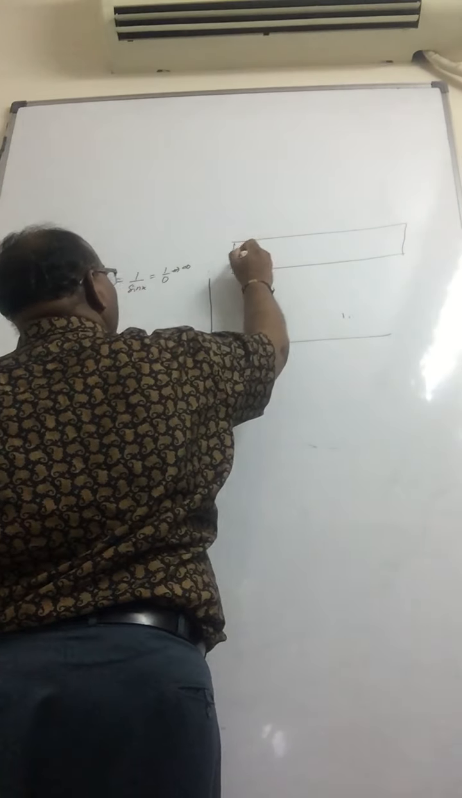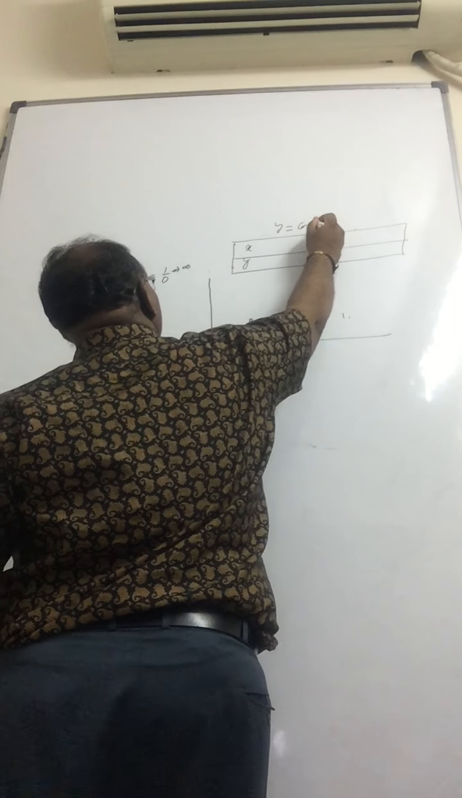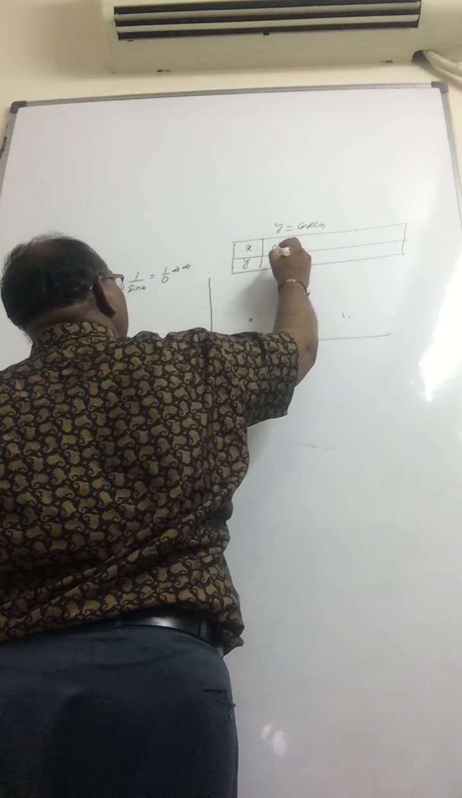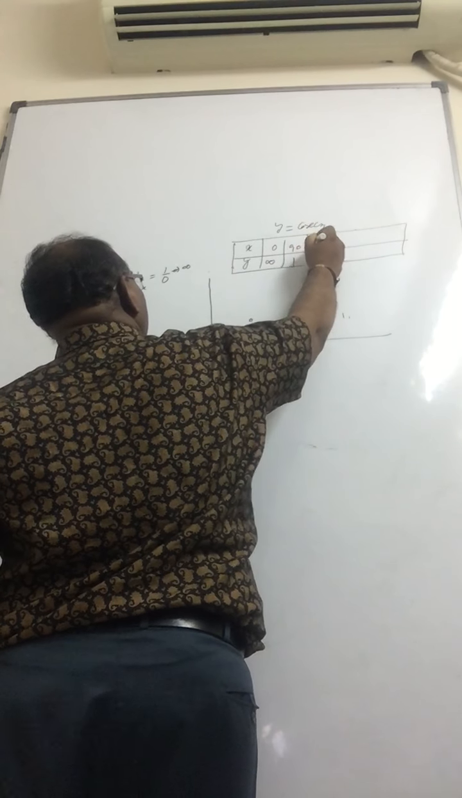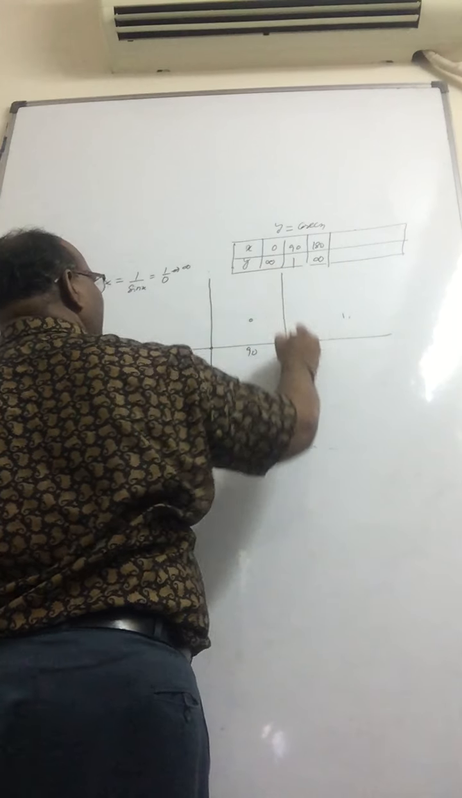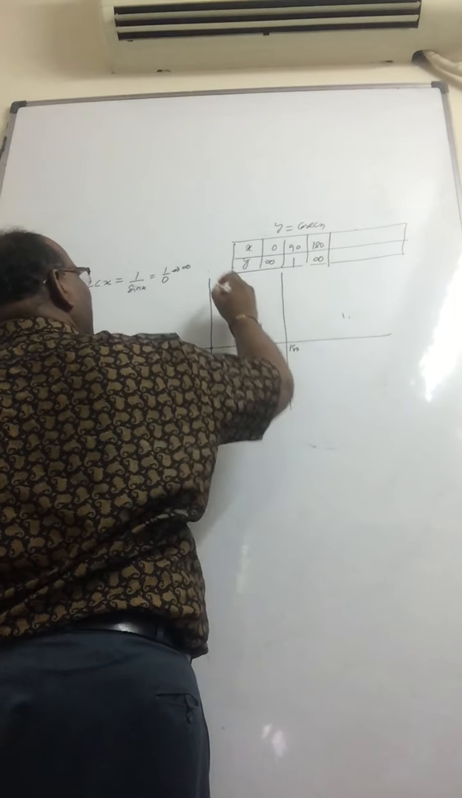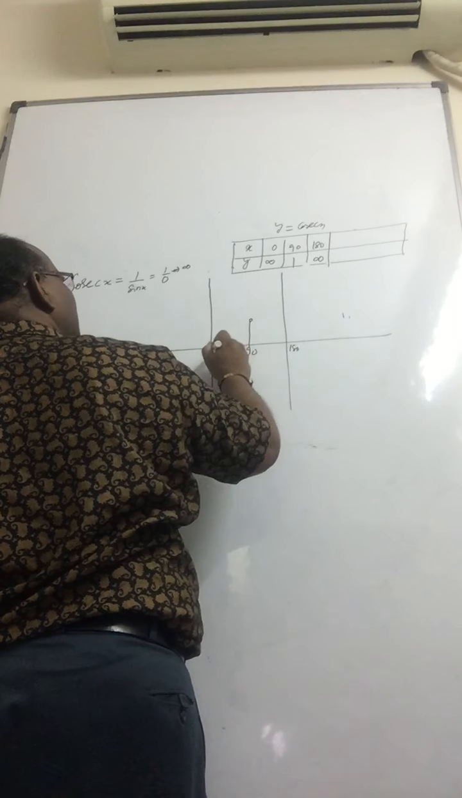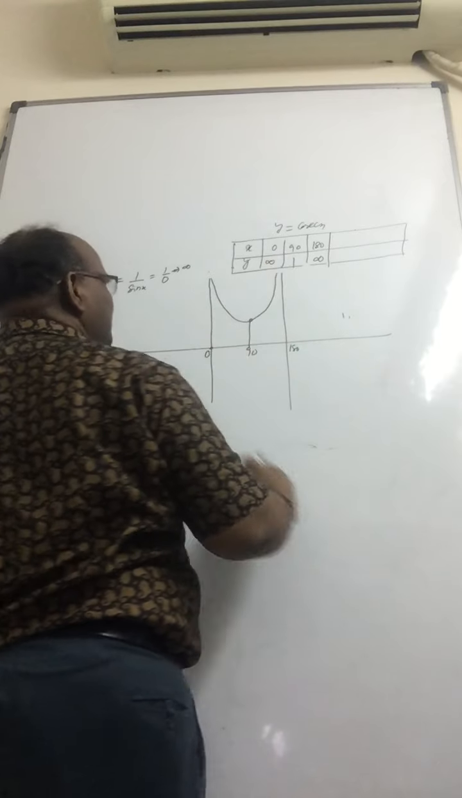So let us take x, and y equal to cosecant x. At x equal to 0, infinity; for 90, 1; for 180, again infinity. Whenever infinity comes, we draw a straight line. So from 90, as x approaches 0, it approaches infinity. It's a curve like this.